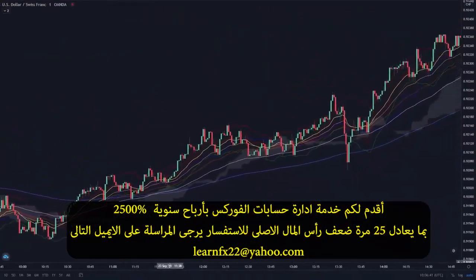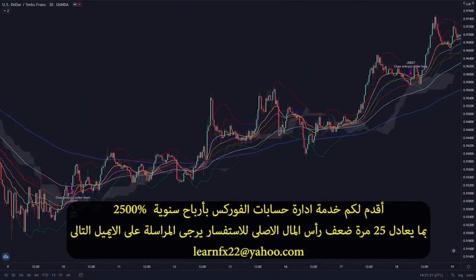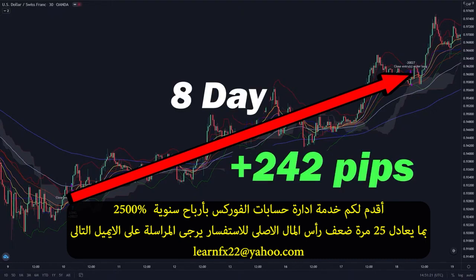There are a couple of pros and cons to using this indicator. The pro is that you sometimes receive huge wins like this trade, because the indicator rarely displays a signal, so each trade can last up to weeks before closing. Like this trade, this was an 8-day trade resulting in about 242 pips profit.